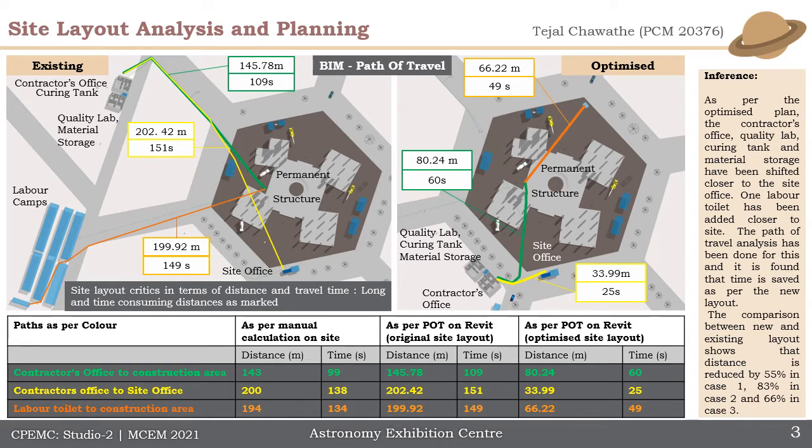Next is the path of travel analysis done using BIM, where the existing site was studied and it was found that certain distances between certain locations like the contractor's office and the site area were quite long, and this has been optimized in the layout on the right, where the new locations have been suggested for the contractor's office and other such functions, so that the time could be reduced and lesser distance will need to be traveled. This was done with the help of Revit, and the reduction achieved in the first case, like from the contractor's office to the site, was around 55% in time and distance.